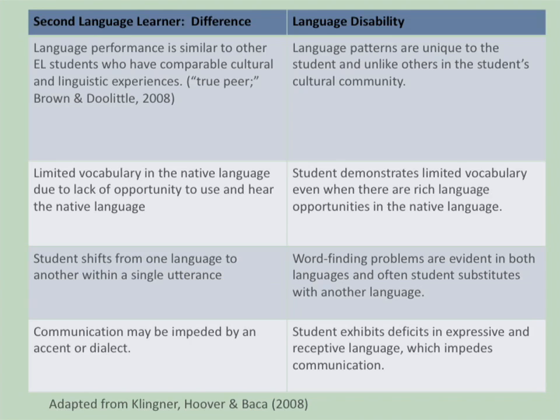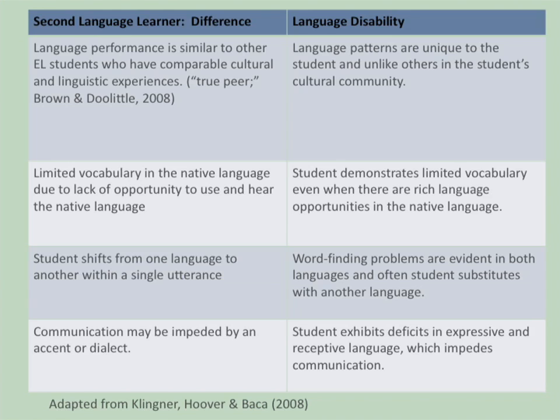So the first box, language performance, is similar to other EL students who have comparable cultural and linguistic experiences. So once again, you're really making the comparisons to those true peers, versus you'll see language patterns that are unique to a particular student and unlike others in that student's true community group. And it might manifest like this. There's a couple of ways.